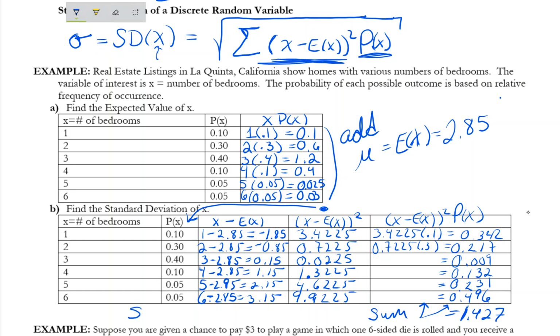And then the last thing is that the standard deviation, I said I was going to use sigma for this, and then I'm going to proceed to not do that because I'm awesome, is just the square root of that sum, 1.427, which when you do that square root, you get 1.195. Alrighty, so again, last steps, add them all and then take the square root. Good times. Let's do another example of this.